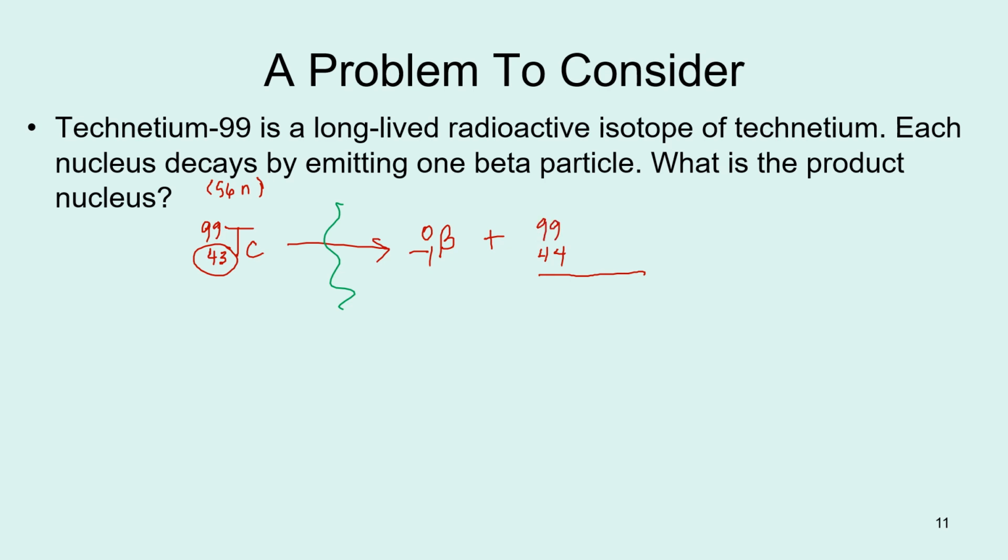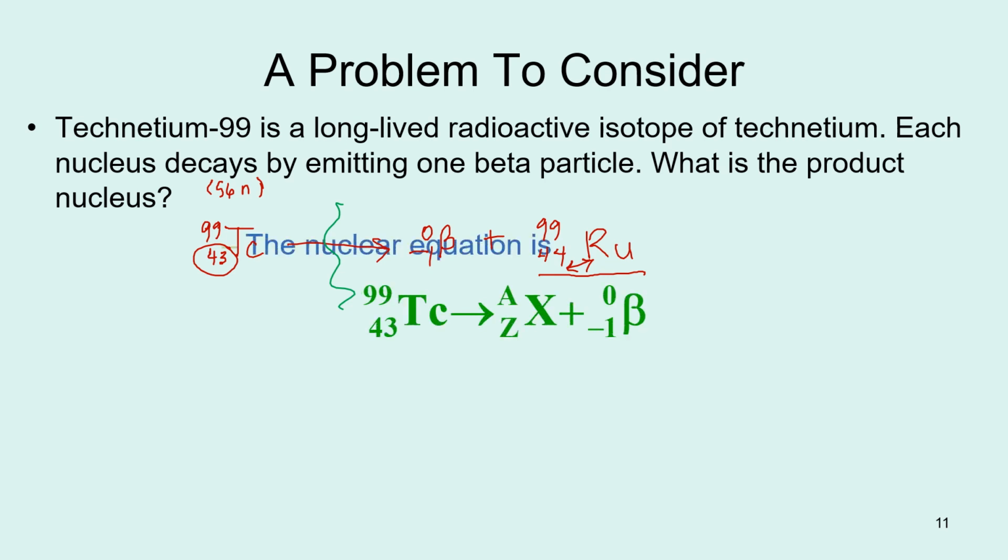So now I look and see what is element 44. Element 44 is ruthenium. So notice that the element changes because it has to line up with this number. So this is ruthenium. That's how I would write this equation. Let me erase my little drawings here, and I'll work through it again just so you can see it.